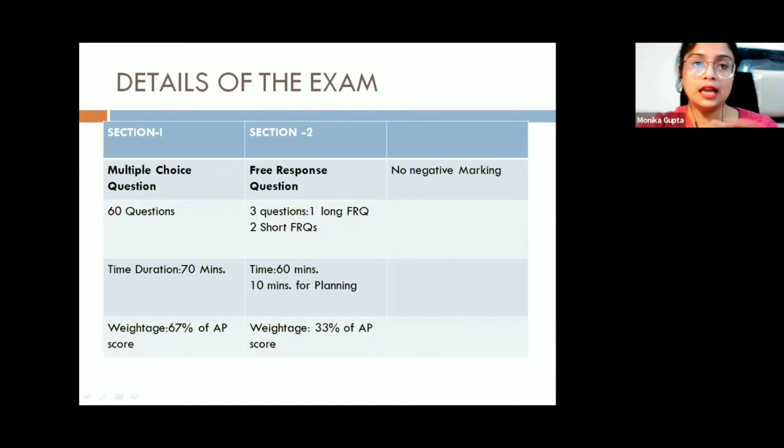Now, again, if I talk about the structure of the exam, you have two sections over here. Section 1 is multiple choice questions, and in section 2, you'll be getting free response questions. It is exactly the same as AP Macroeconomics. You'll have 60 questions, the time duration will be 70 minutes, you'll have 5 options and you need to pick your answer from those 5 options. The weightage over here is 67% of the AP score.